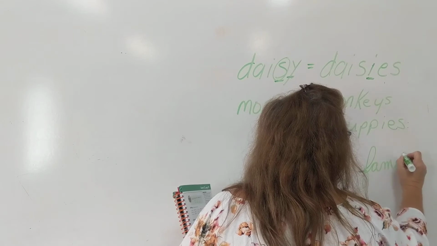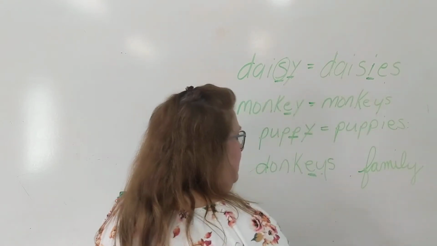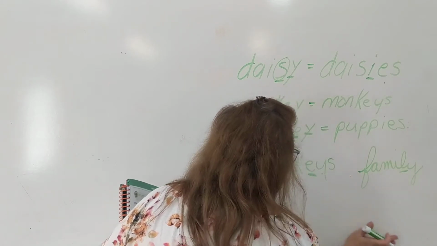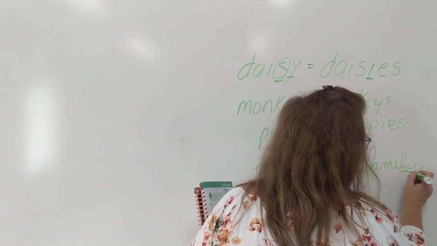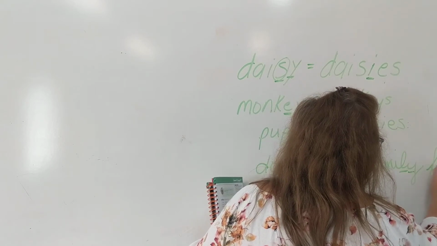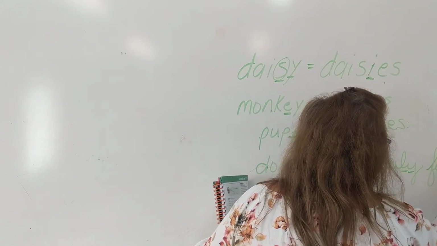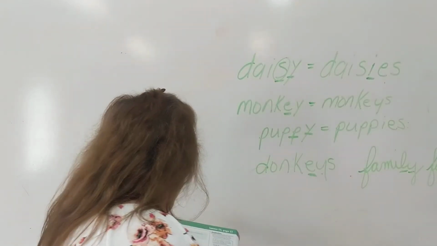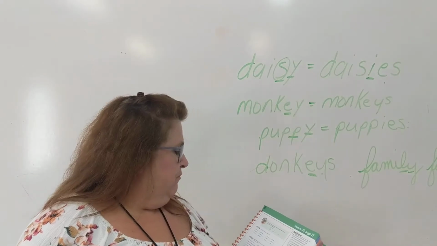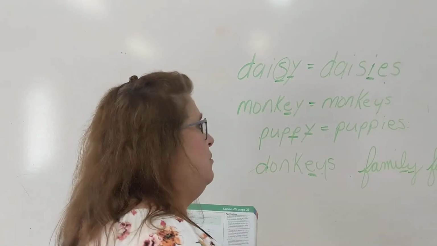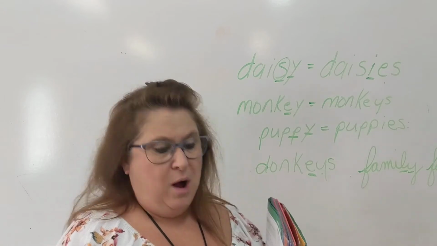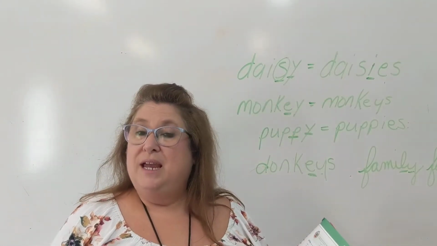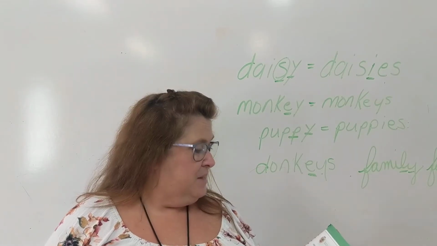Look at the word family. In the word family, we look at the letter in front of our Y and it is a consonant. It is an L. So in this word, we will change our Y to I and add ES. Families. Look at the next one, number 4. We have berry. In the word berry, what letter is in front of your Y? An R. And an R is a consonant. So you will change your Y to I and add ES. Berries.